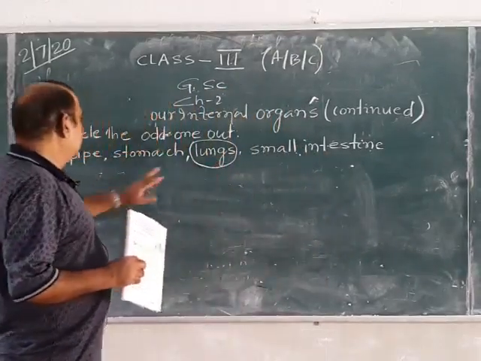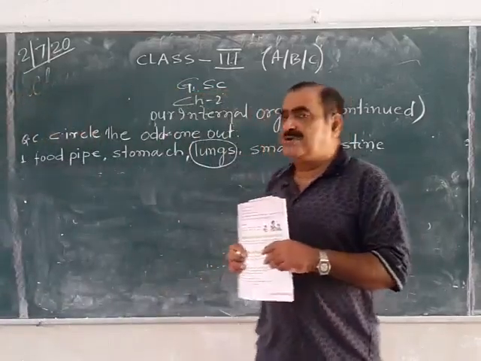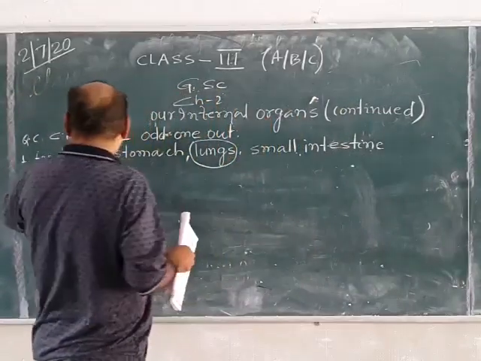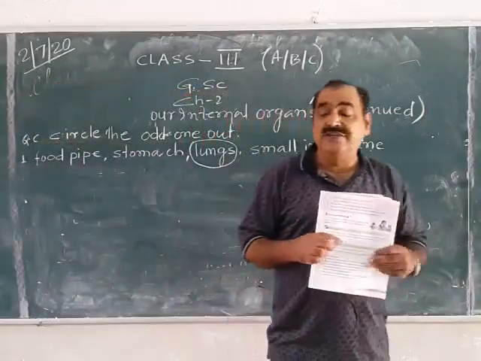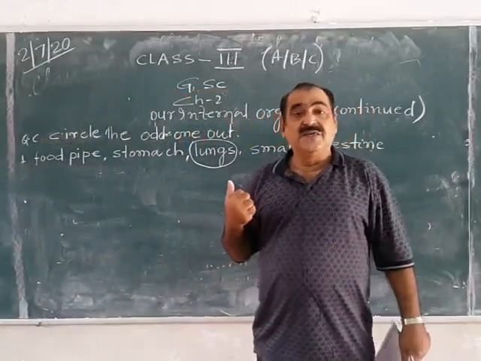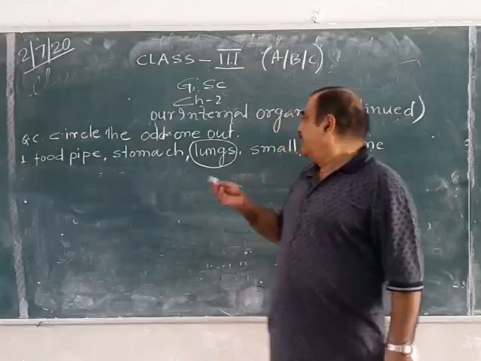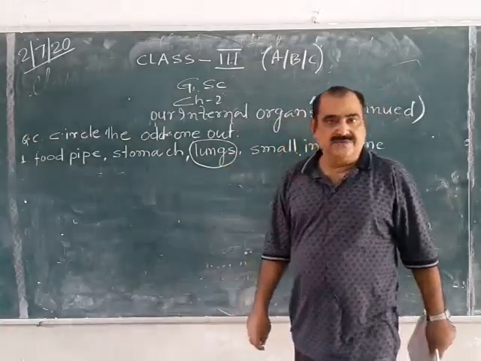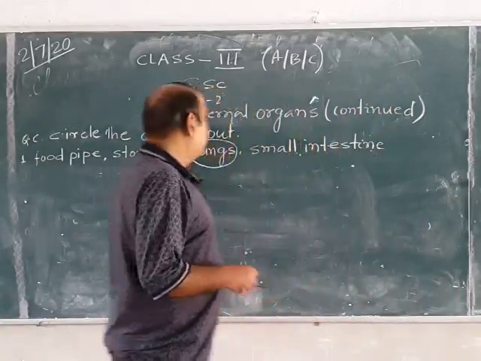that is lungs. Why lungs is odd? Because you can see here, food pipe, stomach and small intestine, these three organs are related to digestive system, but lungs is not in digestive system. So odd is lungs here. Is it clear?